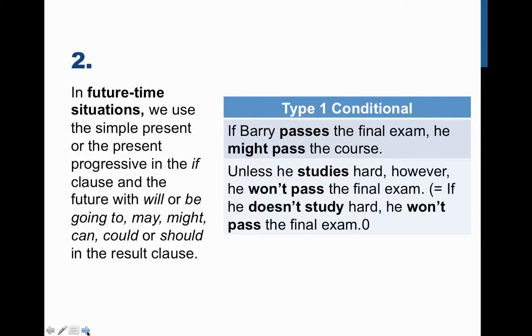In future time situations, we use the simple present or the present progressive in the if clause and the future with will or be going to or may, might, can, could, or should in the result clause. So I can say, if Barry passes the final exam, he might pass the course. Unless he studies hard, however, he won't pass the final exam. That means if he doesn't study hard, he won't pass the final exam.